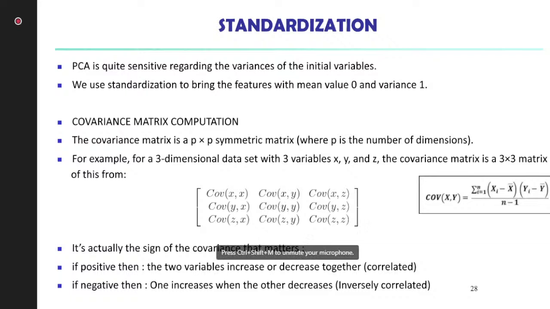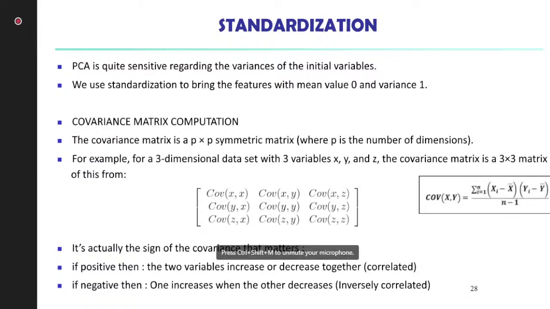And then the sign is basically something. If the sign is positive, then the two variables are increasing or decreasing together. If it is negative, then they are inversely correlated, right? Either correlated positively or inversely correlated.